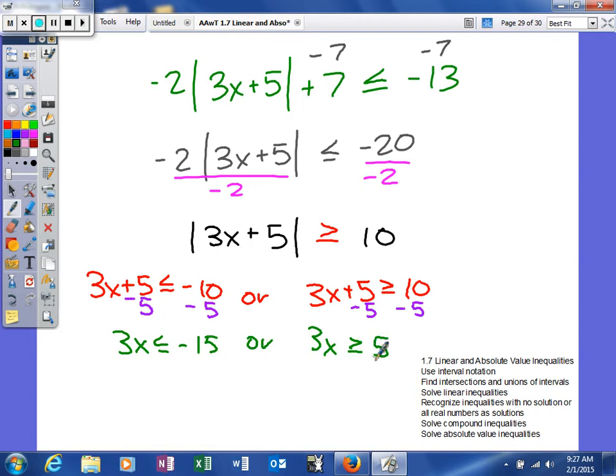My next step is to divide each section by 3. 3 is a positive number, so it doesn't flip my inequality. Or I'll get x is greater than or equal to 5/3.